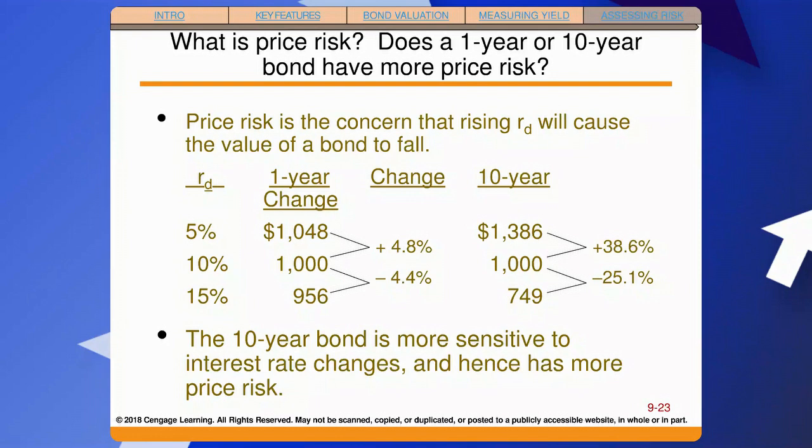And also, you have 10 year. Alright, so meaning 1,386 and 749. So, 38.6 and you have negative 25.1. So, meaning, yan yung ating ginagawa sa ating price list. As time goes by, pag tumataas yung ating rate, as you notice, bumababa ang ating value. Okay? So, the 10-year bond is more sensitive to the interest rate changes and hence has more price risk.